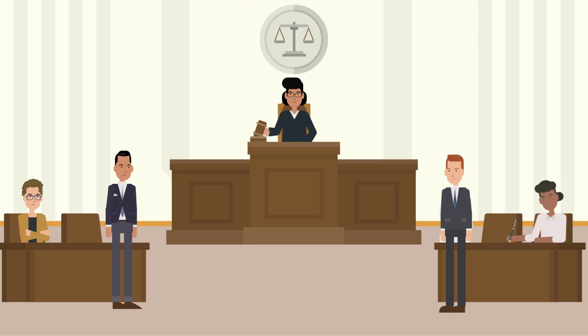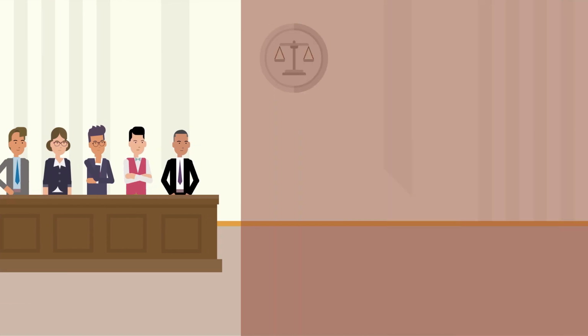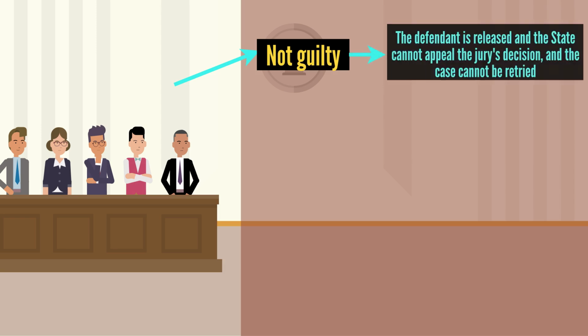The judge instructs the jury on applicable laws and their duty. A unanimous decision by the jury is required to find a defendant guilty or not guilty. A not guilty verdict implies the state failed to prove the case beyond a reasonable doubt, resulting in the defendant's release. The state cannot appeal this verdict, and the case cannot be retried.